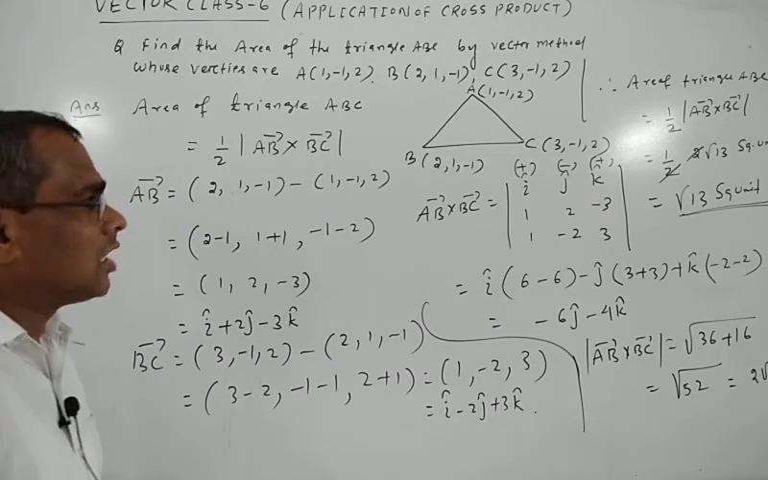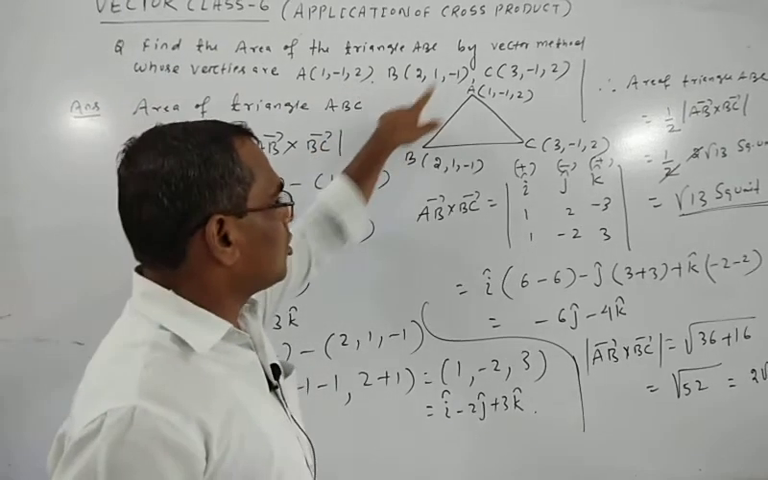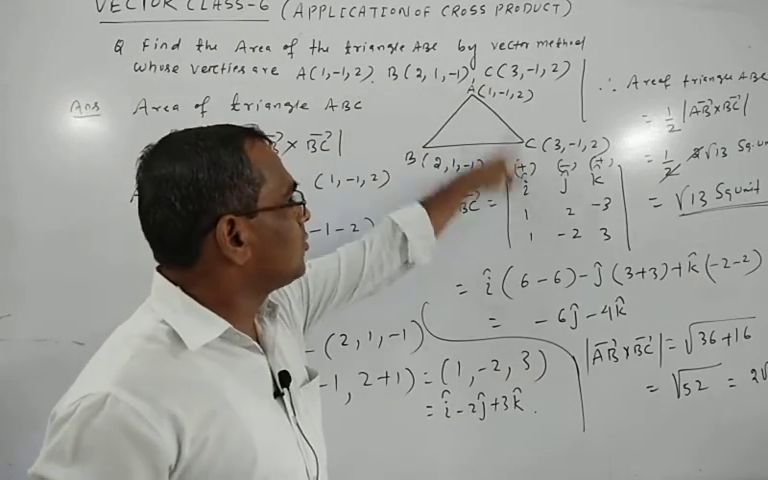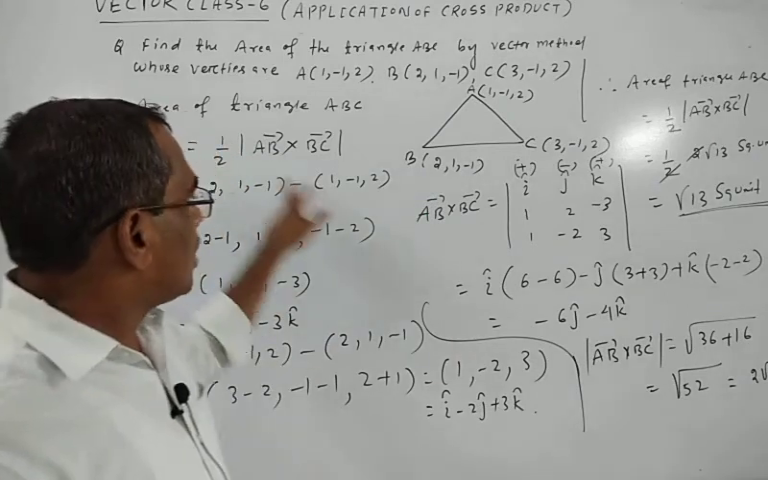Or you can take the area of triangle ABC as half into AB vector cross AC vector, or BC vector cross CA vector. So any two sides you take to calculate its area.